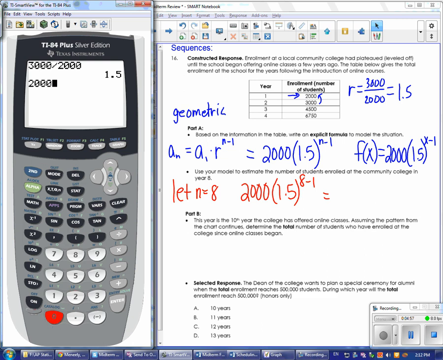So if I plug this in, and then I'm raising it, and then in parentheses, you can just type in 7. Obviously, you guys know that 8 minus 1 is 7, but just go ahead and type it in that way. And again, you can see that the answer is going to be 34,171.